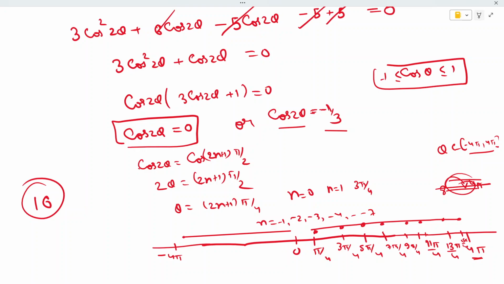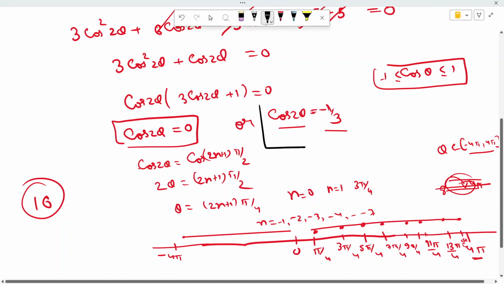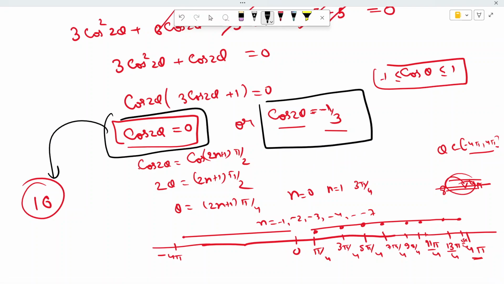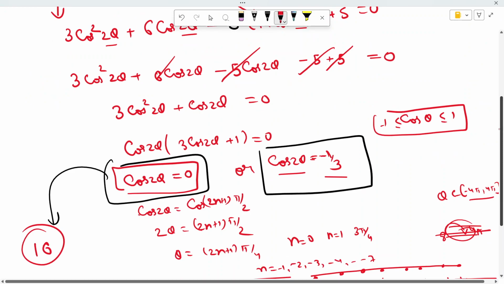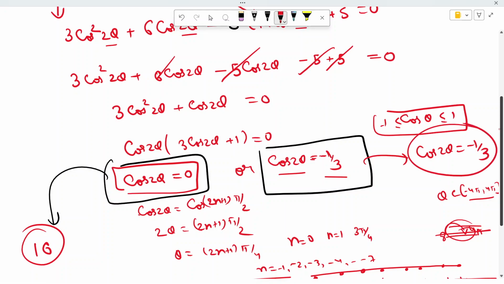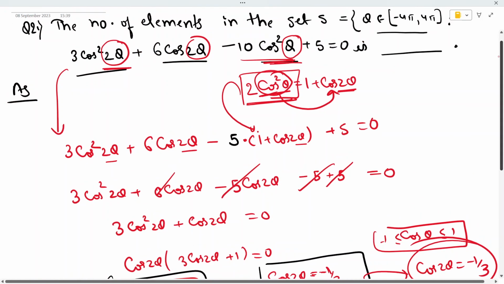Now we have to solve this part. From here we get 16 for which theta satisfies the given condition. Now we have to solve the same part. This will also be the same. Similarly, you can add in your task. Similarly, this will also be cos 2 theta equal to minus 1 by 3. This also satisfies 16 points. So our answer will be 32. So the final answer will be 32.